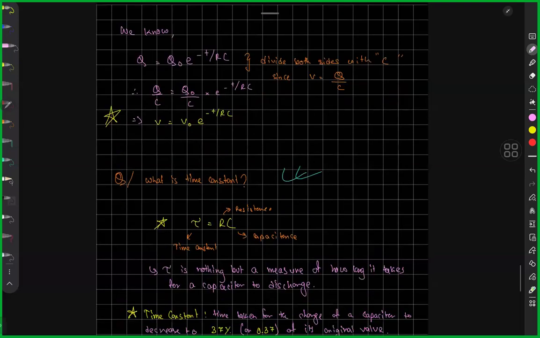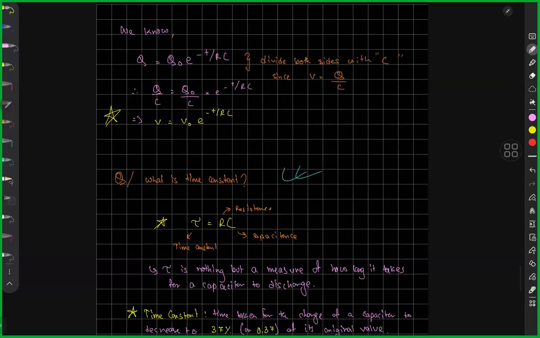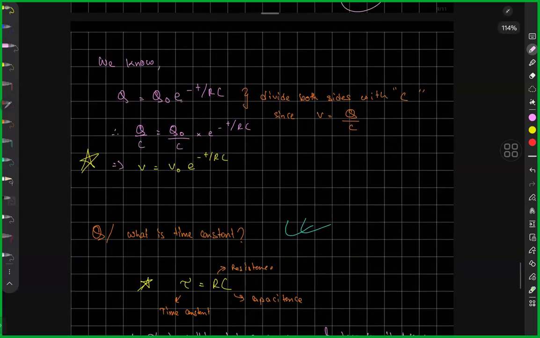Last one, I want to find out how voltage varies with time. The simple thing I'll do for this, the easier derivation, is take Q is equal to Q naught e to the power minus t by RC. This is the equation I figured out first. What I'll do is divide both sides by C. Once I do that, I will have voltage is equal to V naught.